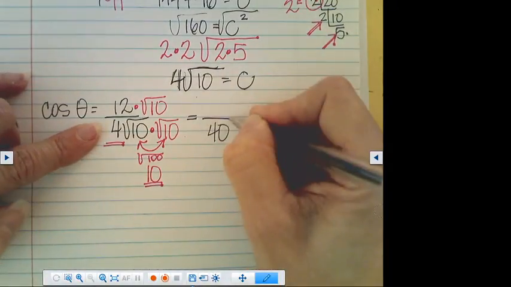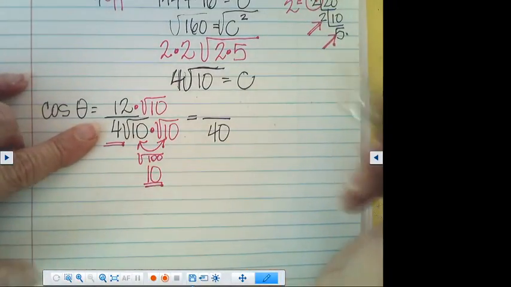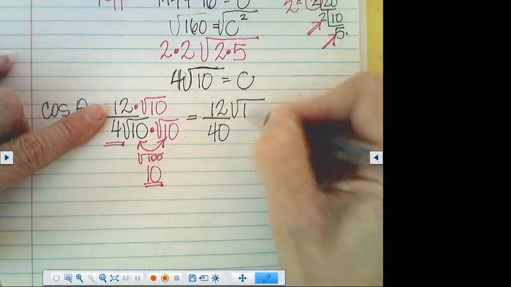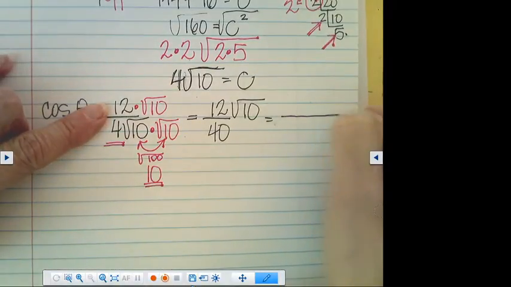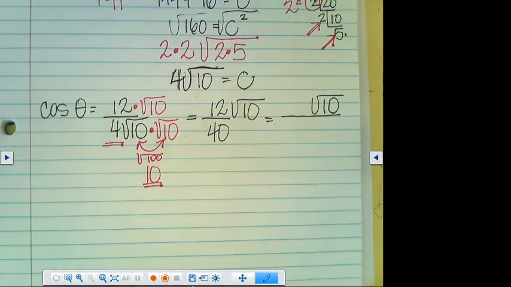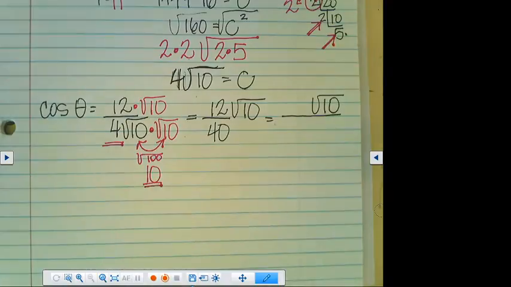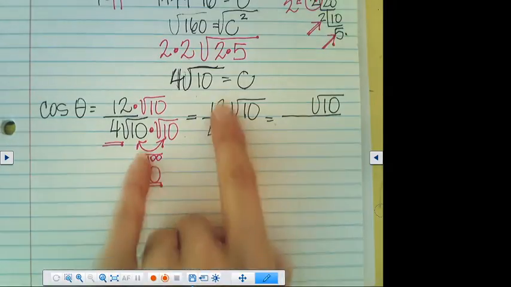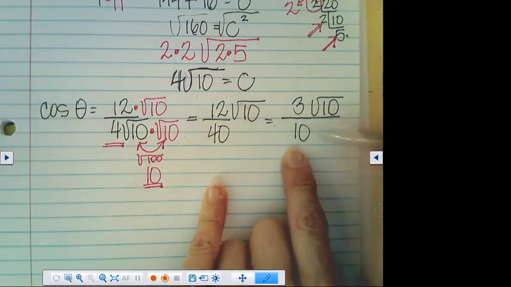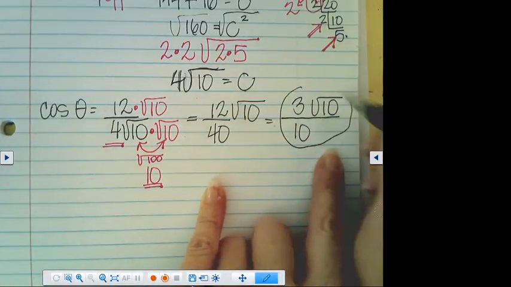I see a fraction we're going to have to reduce. Now, in my numerator, I have 12 on a square root of 10. I'm good with the square root of 10. I can't do anything else with that. But my 12 and my 40 are both divisible by what? What's the largest number that will divide 12 and 40? 4. Good job. Divide by 4, top and bottom, and what do we get? 3 and 10. So 3 square roots of 10 divided by 10.